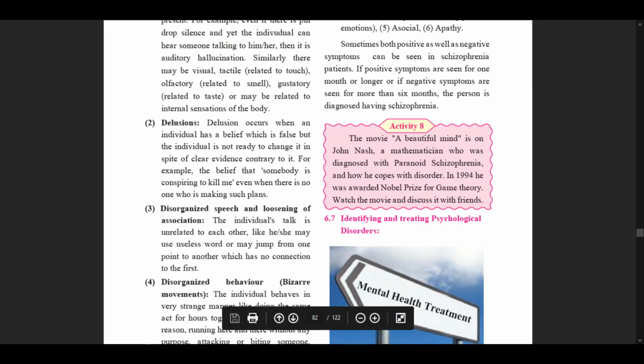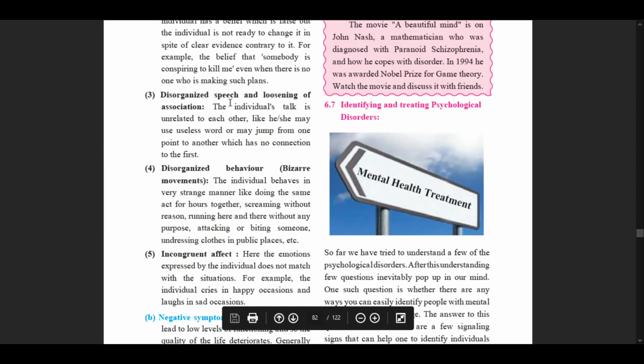Then we move forward to our third positive symptom, that is disorganized speech and loosening of association. The individual's talk is unrelated to each other. Like he or she may use useless words or may jump from one point to another, which has no connection to the first. So this is where a person uses unrelatable words and connects different topics to what is currently being discussed. Whereas, just imagine if I'm talking to a friend of mine.